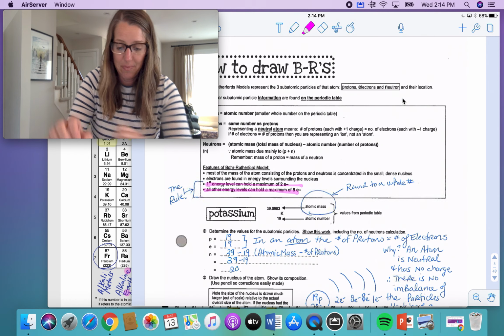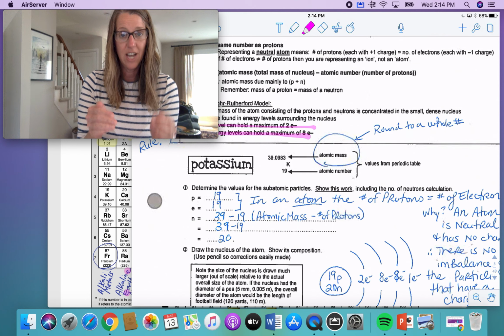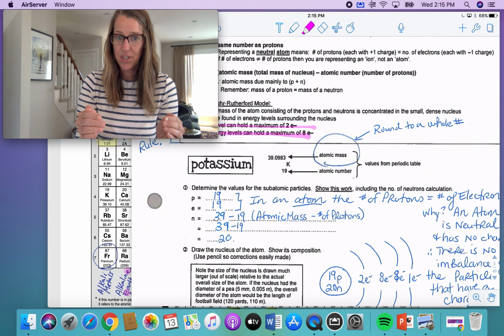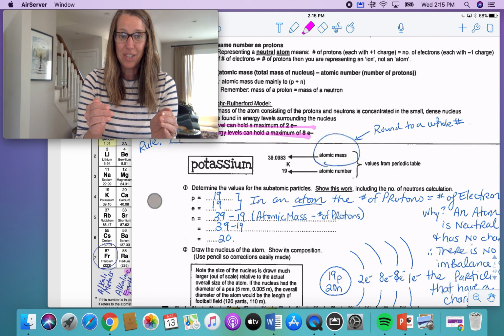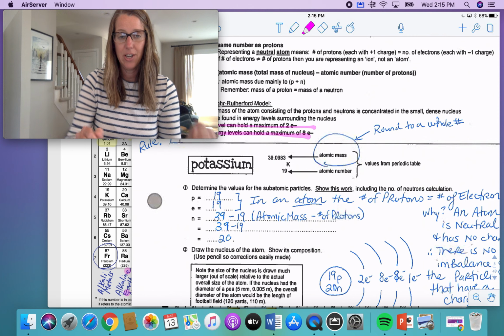Those are your rules. Energy level number 1, that's the first place where electrons are found, holds 2 electrons. The next energy level can hold a maximum of 8 electrons. And all atoms start by filling up energy level number 1 first, and then energy level number 2, and energy level number 3. Okay, do you remember where they are on the periodic table?